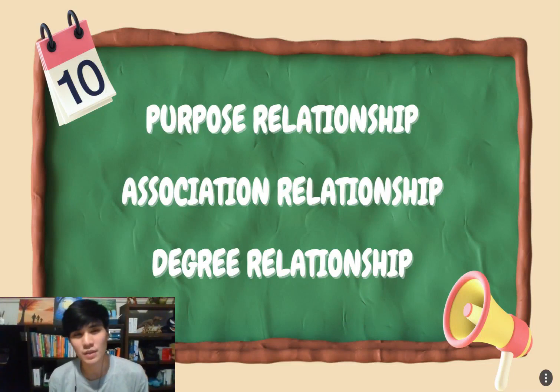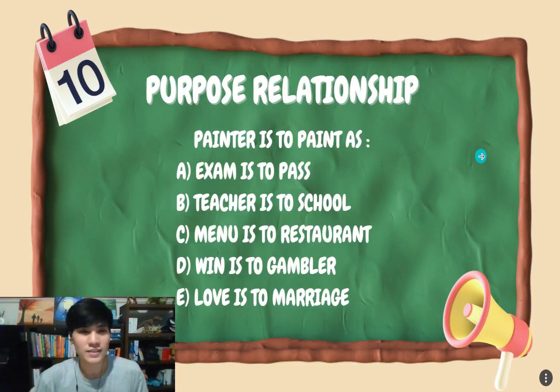The 3 relationships we're going to be looking into are purpose, association, and degree. First, the question for the purpose relationship is going to be related to one being the purpose of the other. In this case, the purpose of a painter is to paint. Now, in this question, we have one who performs an action and the agent of the performer. So the one who performs the action is going to be the painter, and the agent of the performer is going to be paint. This is an example of a purpose relationship.